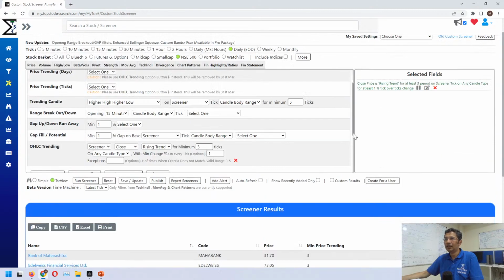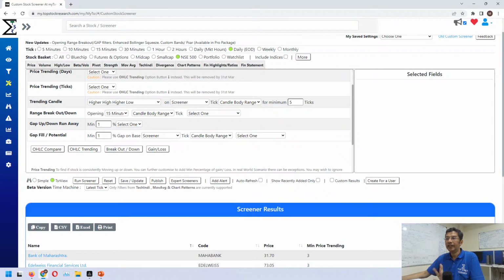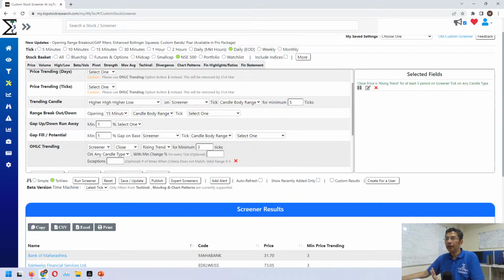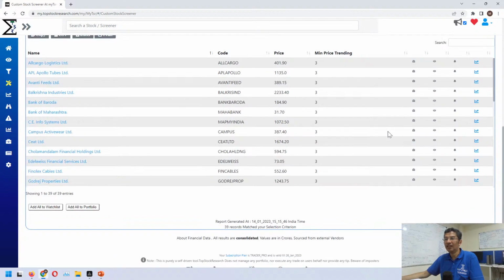So this is how you can customize the trending, right? Again, repeating very simply, go to OHLC trending, just going with this on a close price of, let's say, 3 ticks. You will find certain stocks which are rising for 3 ticks.